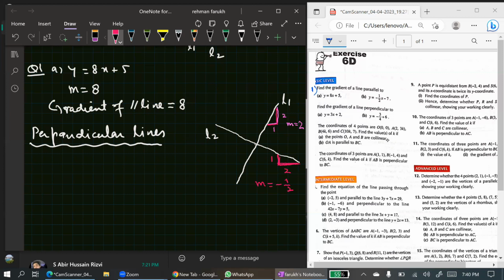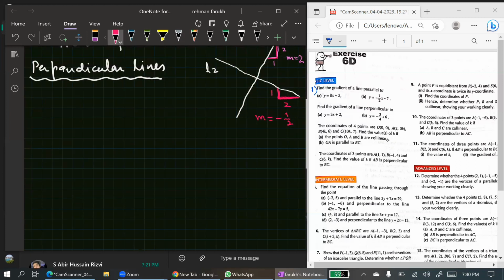Sir, can you please explain this again? If we increase the value of x, then what about the value of y? Will it decrease or increase? The value of x is increased.